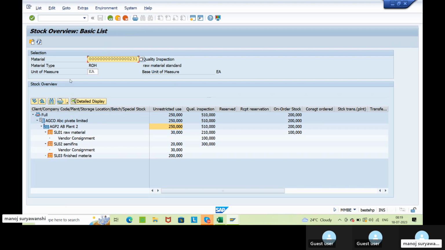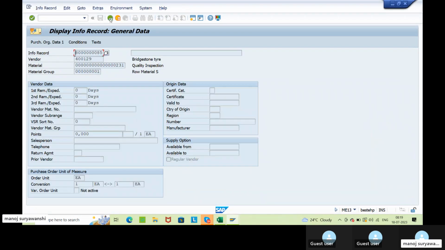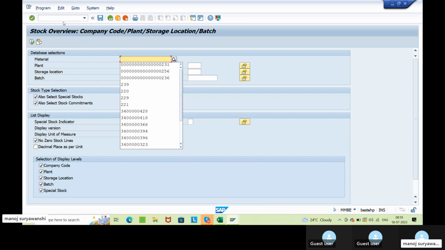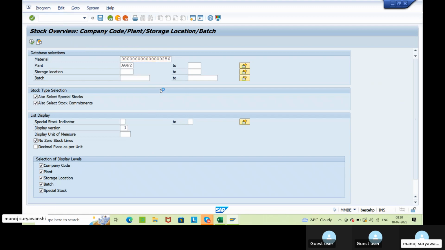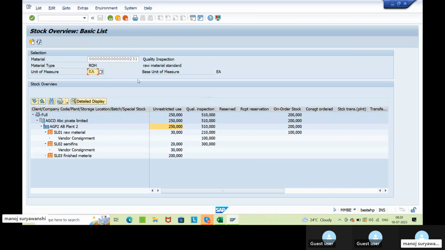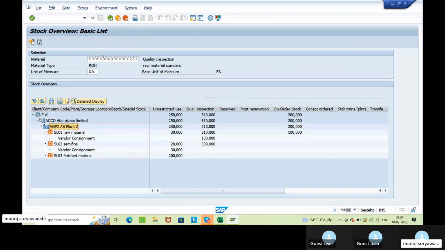ठीक है. Now for example this material base unit of measure is each, and the other material that we saw just now, MMB 256 executed. Now this material is also having the base unit of measure each. This is in plant AGP2, this is also in plant AGP2. So we can do a material to material transfer posting. हम इसका material to material transfer posting कर सकते हैं.